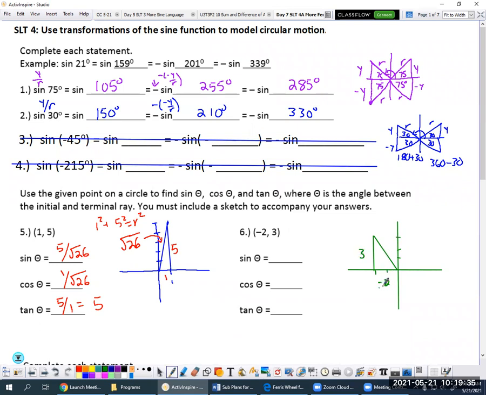So again, negative 2 squared is 4, 3 squared is 9. I add those together. I get a radius of my circle of the square root of 13. Sine is y over r, cosine is x over r, and tangent is y over x. You could also write that as -3/2.